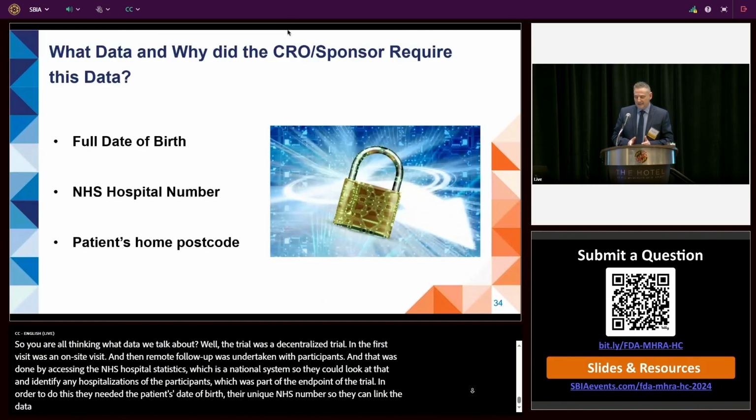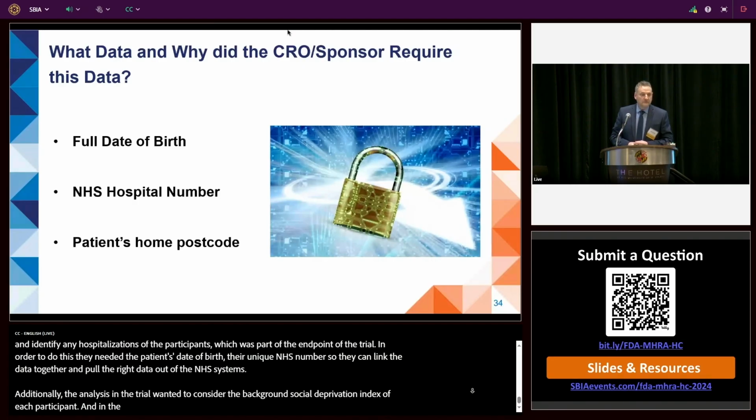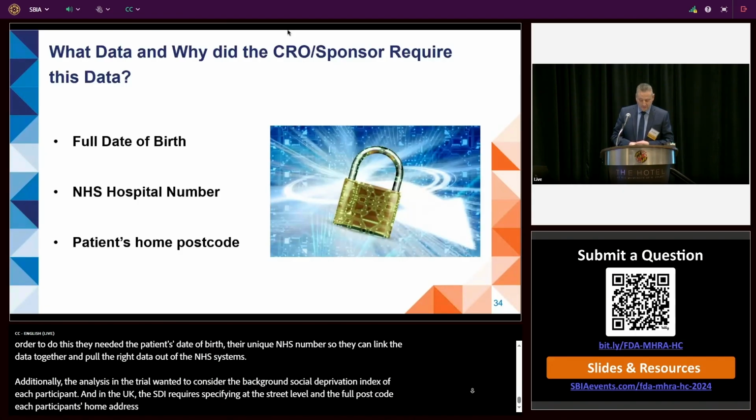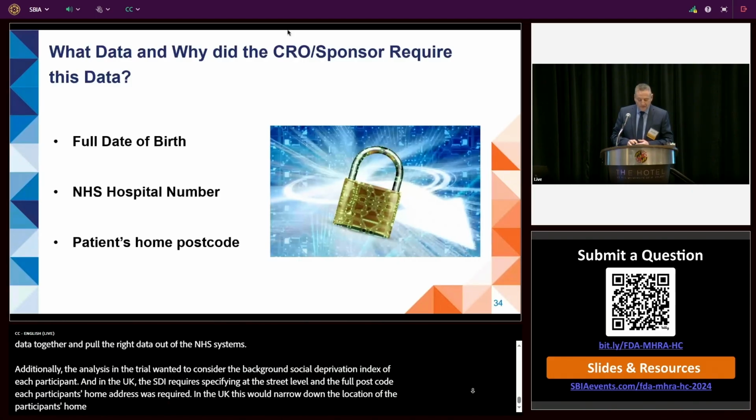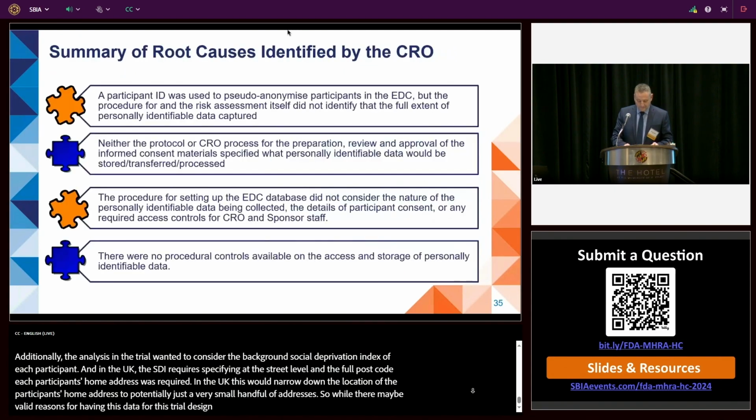Additionally, the analysis in the trial wanted to consider the background social deprivation index of each participant. And in the UK, the SDI requires specifying at the street level, and a full postcode for each participant's home address was therefore required. In the UK, this would narrow down the location of a participant's home address to potentially just a very small handful of addresses. So whilst there may be valid reasons for having this data for the trial design, the issue was that it hadn't been fully considered. So what did go wrong?